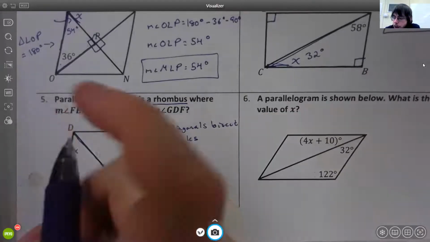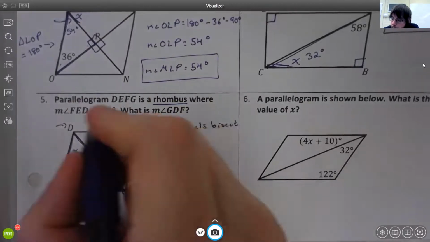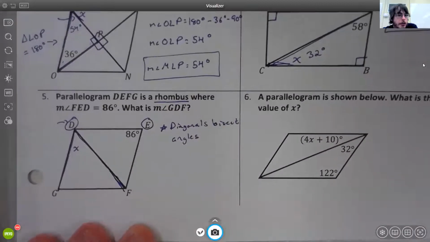So if I could find a way to find D, I could figure out what X is because I know the diagonal splits it in half. Well, I have angle E and I want to find angle D. Now, we talked about this in the previous lesson as well. We talked about opposite and consecutive angles. And we talked about how consecutive angles were supplementary and opposite angles were congruent. And consecutive angles were attached by a side of the quadrilateral, whereas the other one was not. Okay, they're in opposite corners.